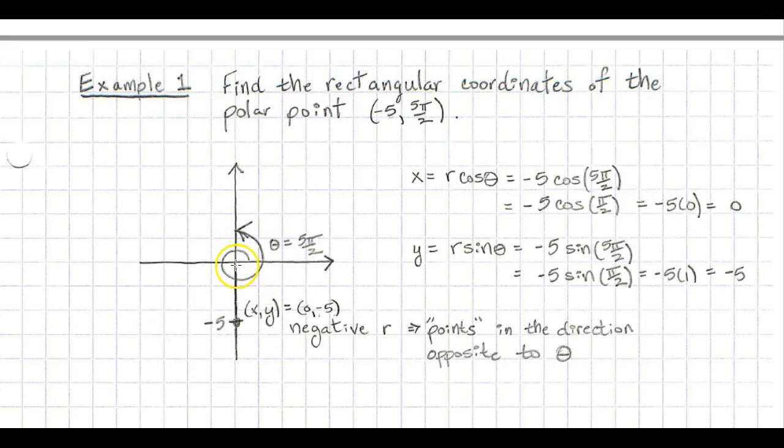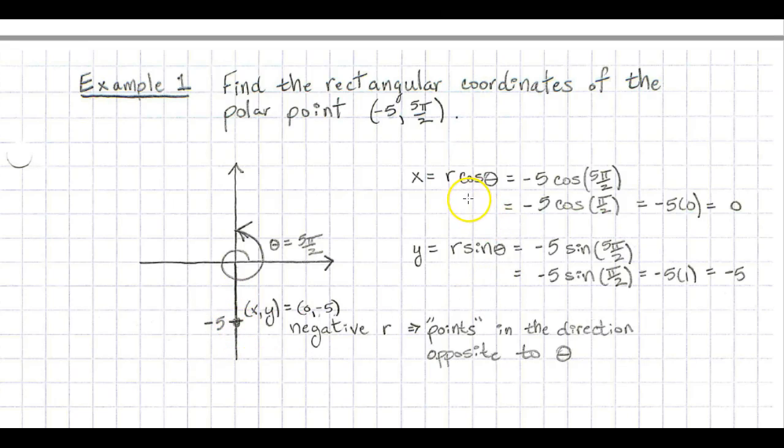So the direction of 5 pi over 2 would be this way, in the positive y-axis. But because I gave my r coordinate to be minus 5, it means don't go in the direction of 5 pi over 2. It means go 5 units opposite of the direction of 5 pi over 2. So that's down here. Now we can easily see without doing any conversions that the x, y coordinates are 0 for x and minus 5 in the y direction.